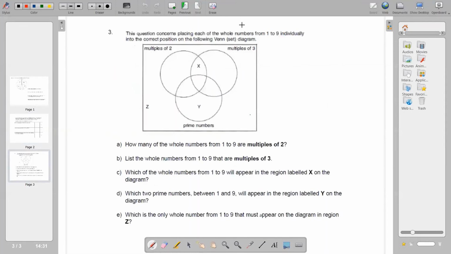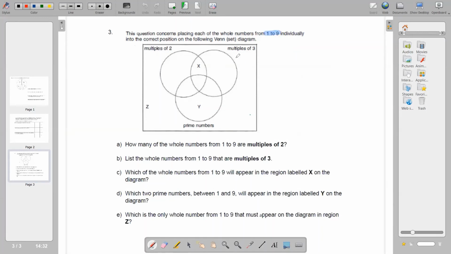In this example, we have a Venn diagram that has 3 circles, and this is a past paper question. This one has actually appeared in the CSSE paper before. The question concerns placing the whole numbers from 1 to 9 individually into the correct position on the following Venn set diagram. So we have 3 circles, one for multiples of 2, one for multiples of 3, one for prime numbers. The key bit here is we've got to place the numbers 1 to 9.